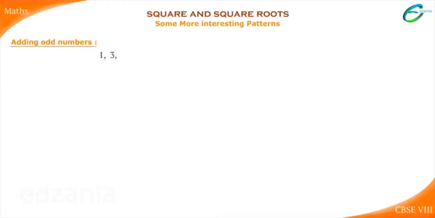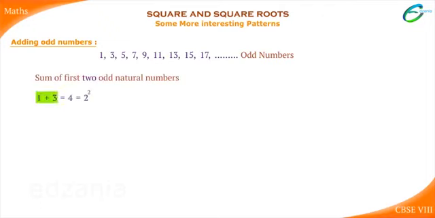1, 3, 5, 7, 9, 11, 13, 15, 17, and so on. What do we call these numbers? Odd numbers. Let us learn some interesting patterns of square numbers and odd numbers. What would be the sum of 1 and 3? The sum of the first two odd natural numbers is 4. 4 is nothing but the square of 2.